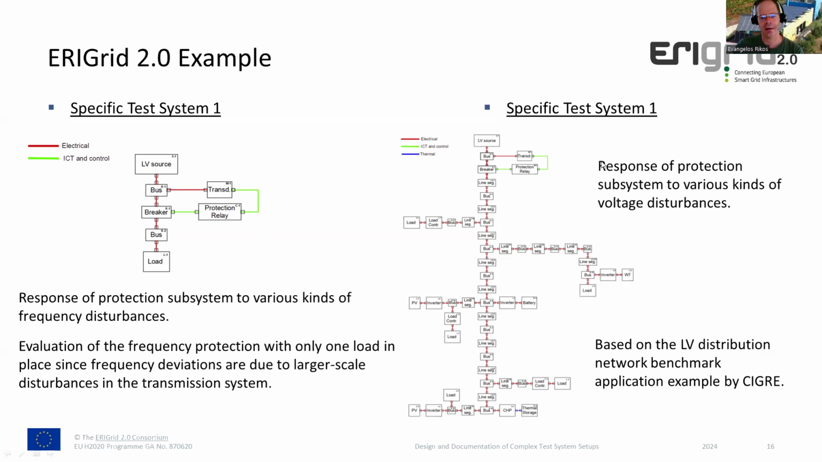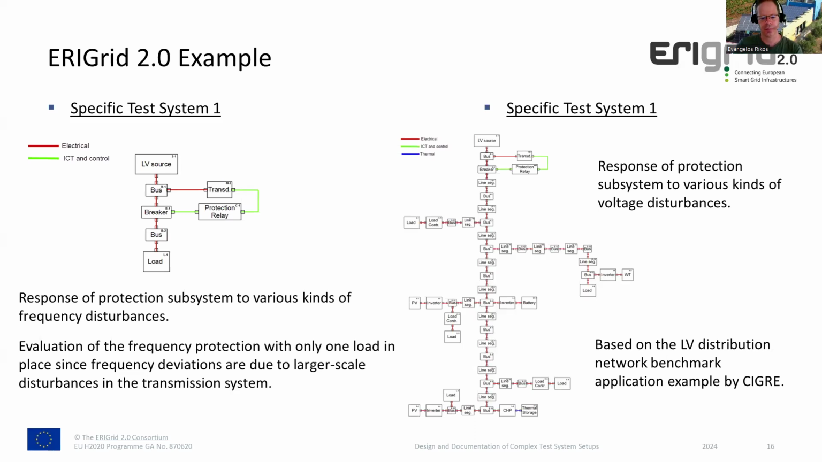While on the right-hand side of this slide, we can see a more complicated diagram for the specific test system, because in this case, we are investigating the voltage response in voltage disturbances, and voltage largely depends on local phenomena like the power flows at local level. In this case, we need a more complicated specific test system in order to ensure the precise evaluation of our test case.